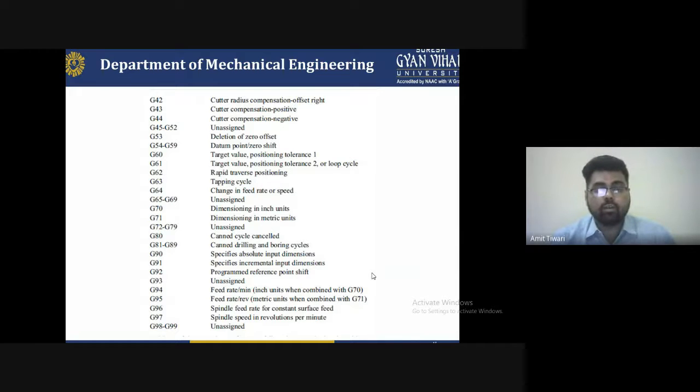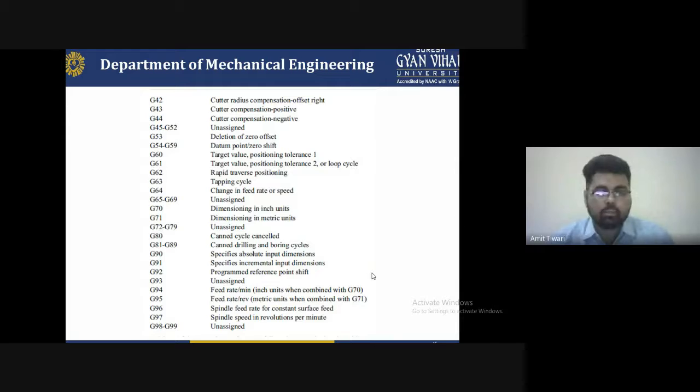G53 indicates cancellation of the zero offset, and G54 to G59 indicate the datum point zero shift. G60 indicates target value positioning tolerance. G61 indicates target value positioning, or we can say a loop cycle. G62 is rapid transfer positioning. G63 is a tapping cycle. G64 is a change in feed rate or speed.